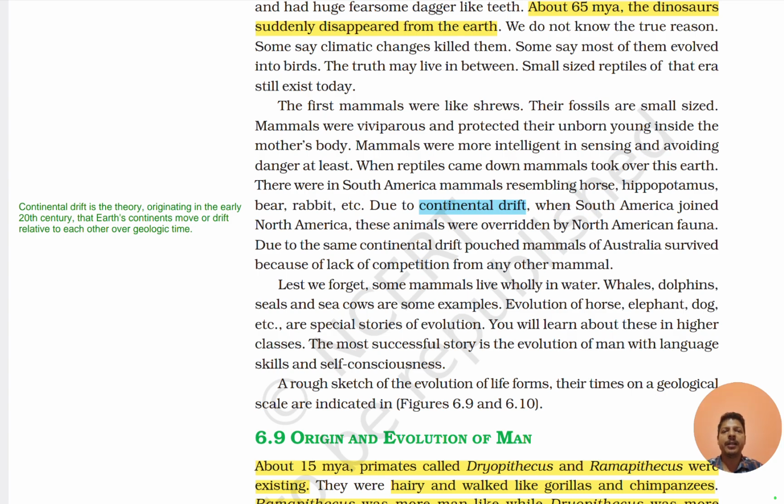In South America there were mammals resembling horse, hippopotamus, bear, rabbit, etc., due to continental drift. That is, it is a theory originating in the early 20th century. The earth's continents move and drift relative to each other over geologic time. When South America joined North America, these animals were overridden by North American fauna. Due to the same continental drift, pouched mammals of Australia survived because of lack of competition from any other mammals.